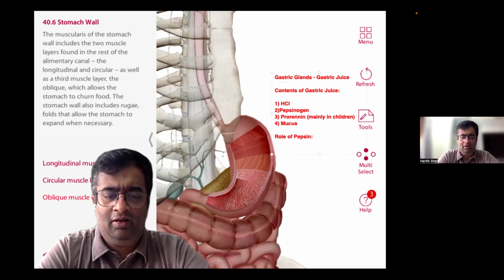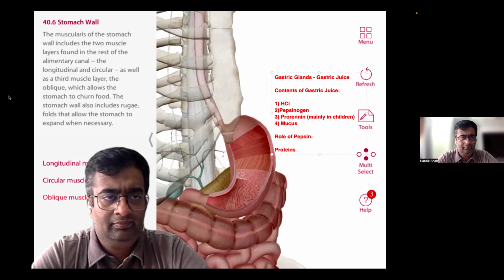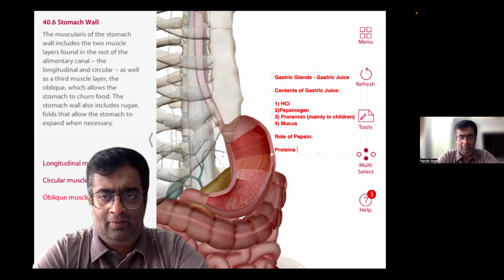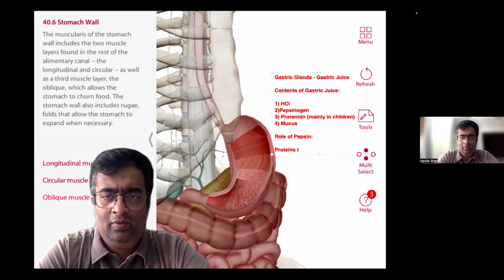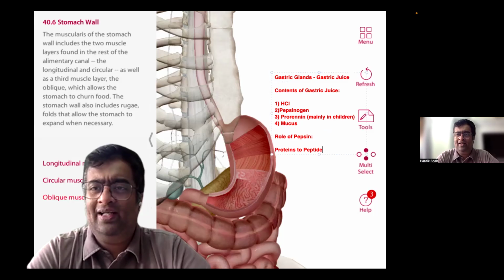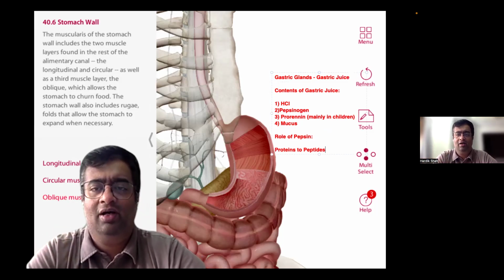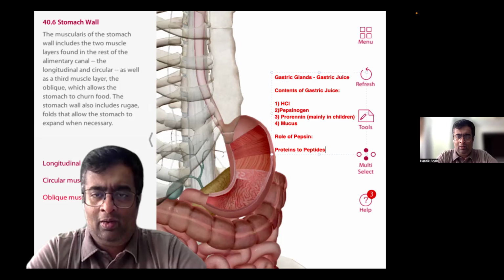So, pepsin will convert proteins present in a food into peptides. So, proteins are converted to peptides. Proteins are very long chains of amino acids. Peptides are comparatively shorter chains of amino acids. And the role of renin.